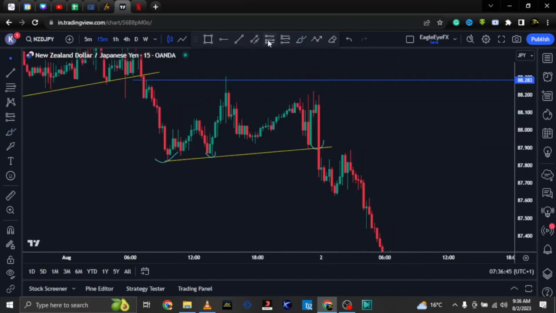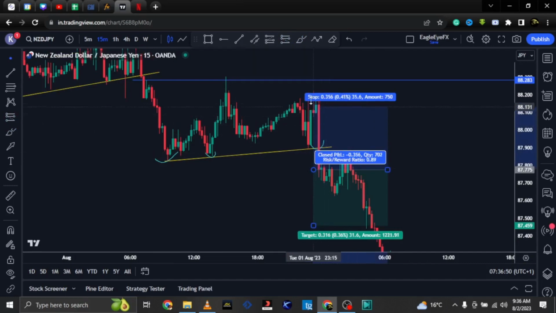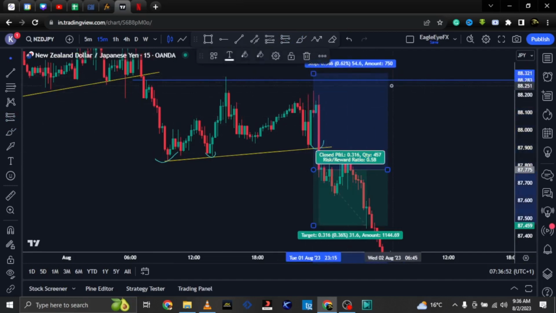So of course, let's say you even entered here at the breakout. Okay, you're not going to do this. This is just too much. All right, 54 pips is too much.